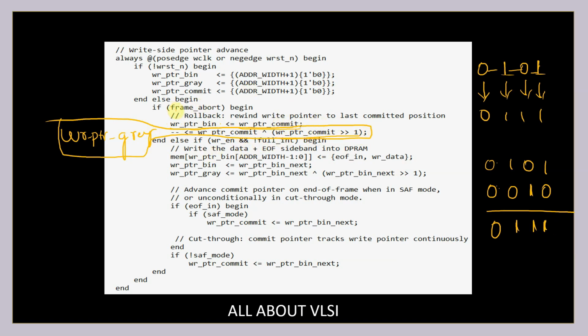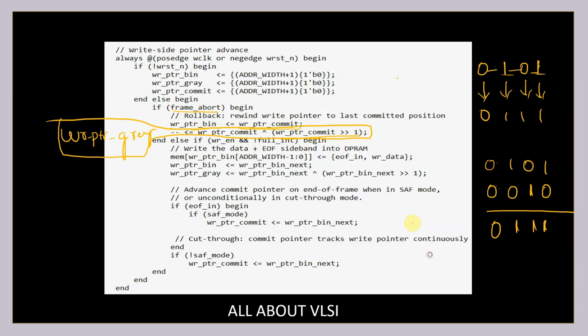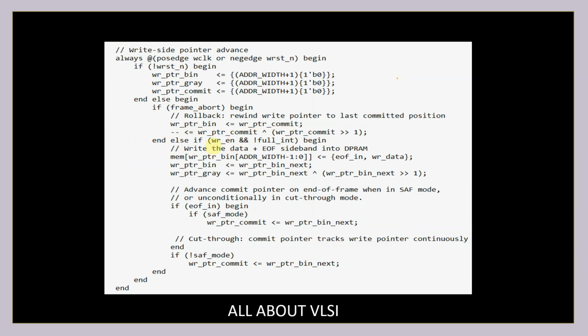This is when my frame abort is equal to 1. Now let's say my frame abort is equal to 0, then what are we going to do? I'm going to check for my write enable. That means if the processor is trying to write information, and I'm also going to check whether the FIFO is not full, whether the memory is not full.